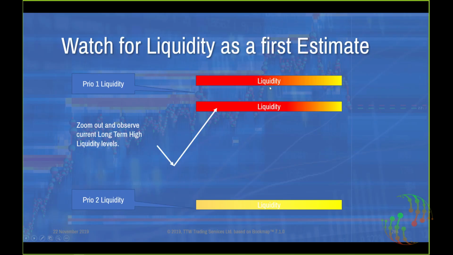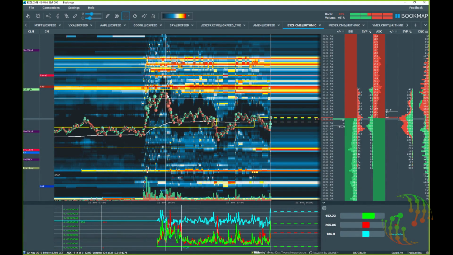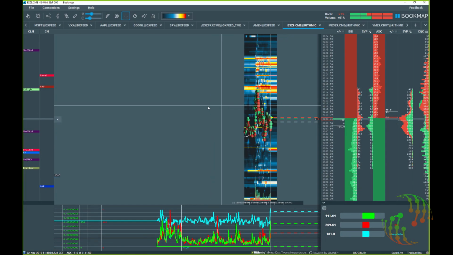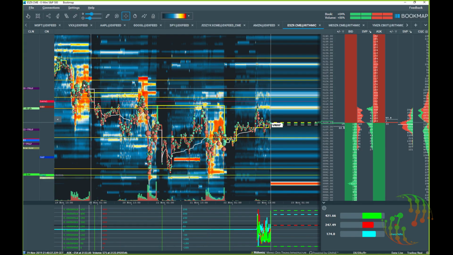What we talked about yesterday also, watch for liquidity as first estimate. That's what I mentioned before. When you draw your lines in, you zoom in as much as you can in your chart, then you will see the extremes of those moves here. Keep in mind, this is absolutely important. Now you see how liquidity is formed at 30.88.